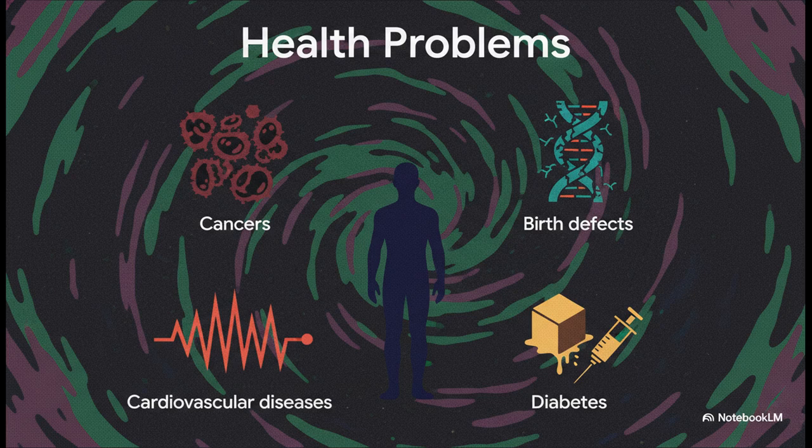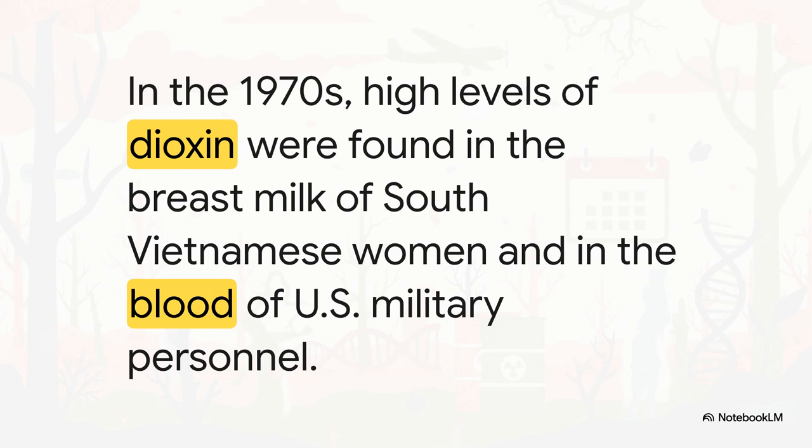Exposure to that dioxin contaminant has been linked to this horrifying list of conditions for both Vietnamese civilians and American veterans. We're talking multiple types of cancer, devastating birth defects like spina bifida, heart disease, diabetes, the list goes on. And look, this wasn't just a theory. The poison physically got inside people's bodies and it stayed there.